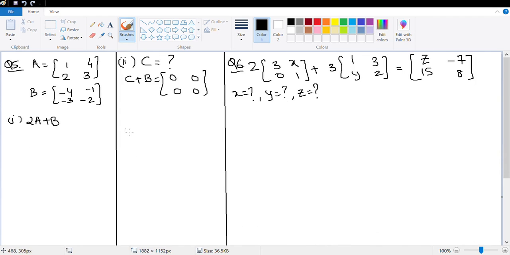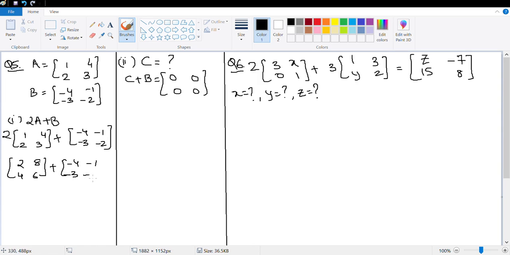So question number 5. A is given as this matrix, B is given as this matrix. I need to find 2A plus B. Which means 2 times [1, 2, 3, 4] plus [-4, -1, -3, -2]. Multiplying this gives me 2, 4, 6 and 8 plus -4, -1, -3, -2. This will be each element corresponding.